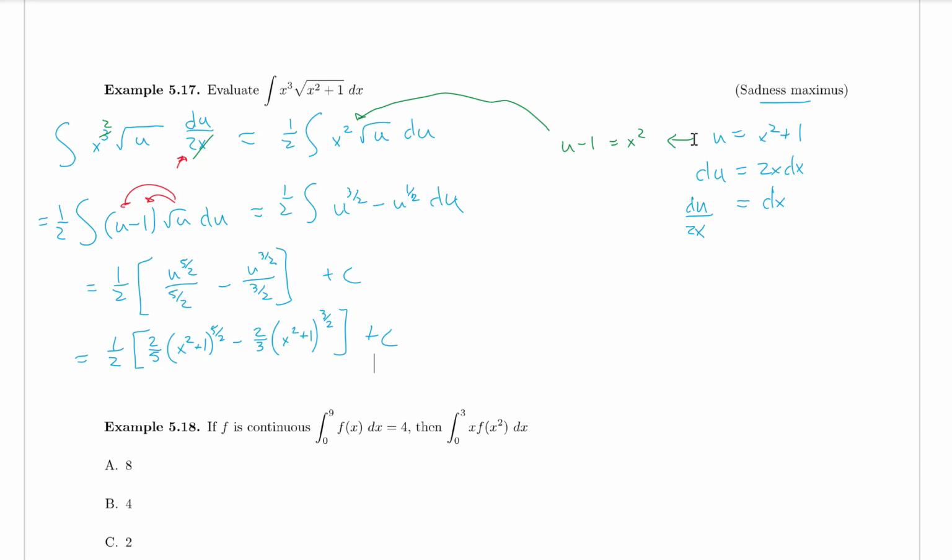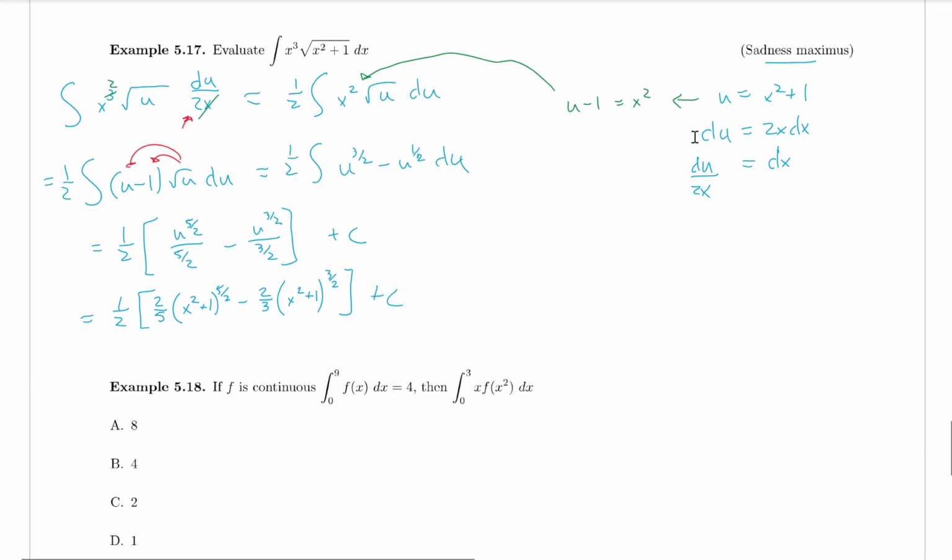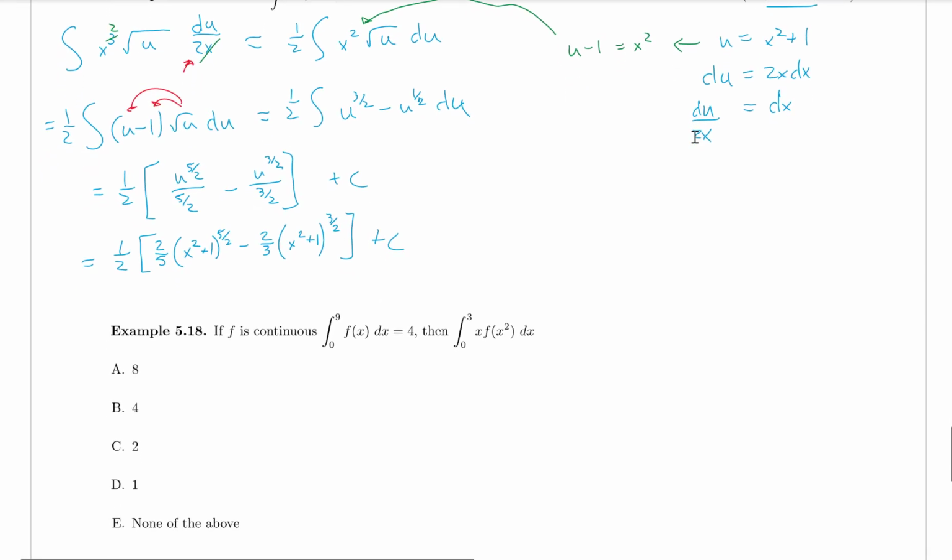Alright, we have one last problem for you. Example 18 here is a weird multiple choice question. We're trying to figure out this integral, the integral from 0 to 3 of f of x squared dx, given that the integral from 0 to 9 of f of x dx is equal to 4. So what we need to do is change the bounds on the integral so we get the integral of our f of x function.